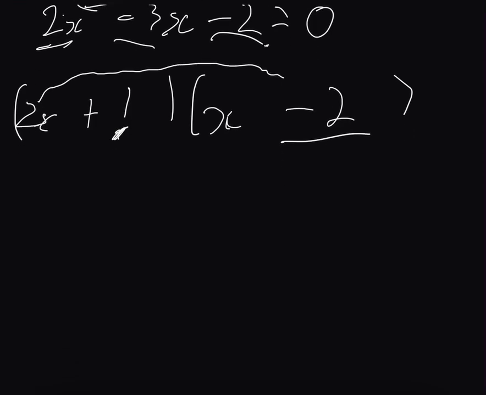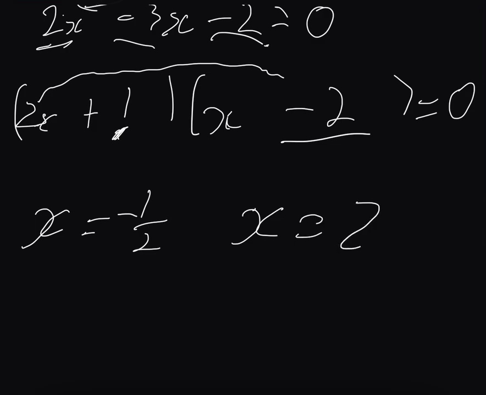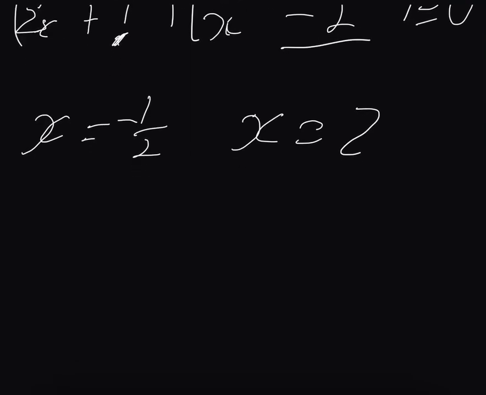Now we just need to equate these brackets to 0, because remember, quadratic equations will equal 0. So here, it would just be x equals minus 1 over 2. And here, x equals 2. Because if we substitute x equals 2 into here, or x equals minus 1 over 2 into here, the bracket will equal 0. 2 minus 2, 0. 2 multiplied by minus 1 over 2 plus 1, 0. And that's how to do factorization.